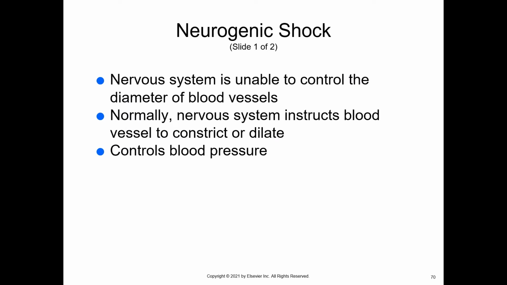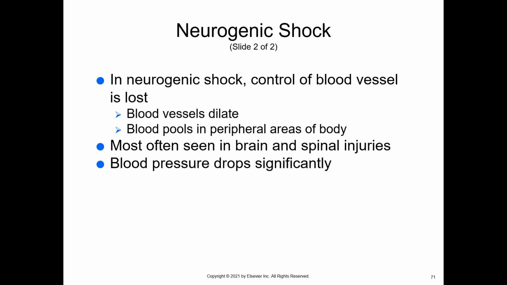Neurogenic shock. In neurogenic shock, the nervous system is unable to control the diameter of blood vessels. Normally, the nervous system instructs blood vessels to either constrict or dilate to regulate pressures. So, if you can't control your blood pressure, shock is an issue. In neurogenic shock, control of the blood vessels is lost, blood vessels dilate, blood pools in the peripheral areas of the body, and we worry about this when we worry about trauma to the central nervous system, brain and spinal cord injuries. Severe blood pressure drops uncontrolled.